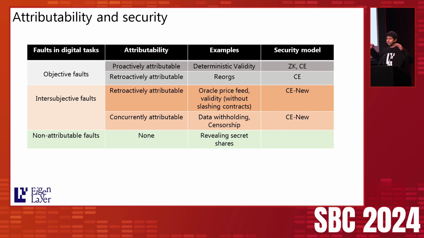And a lot of people think maybe ZK is all you need. You don't need anything else. All you need is cryptographic integrity to do all these tasks. I'm going to argue it's absolutely not the case. So the next category of faults is what we call retroactively attributable. They're still objective, but only retroactively attributable. What do I mean by that?